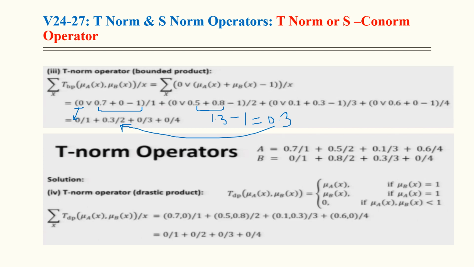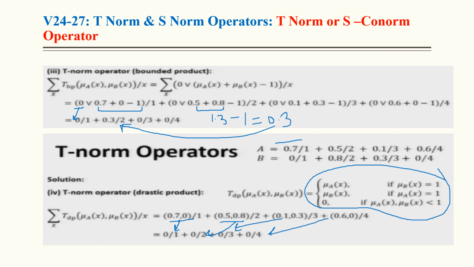The last one is the drastic product. So mu A(x) is taken when mu B(x) is equal to 1, otherwise it will be 0. In this case, mu A(x) will be equal to 0 or 1. We have to take care about this particular formula, right? So 0.7 with 0 will be 0 again. In this case also it becomes 0, and so on. So all the membership values in this particular question are equal to 0.